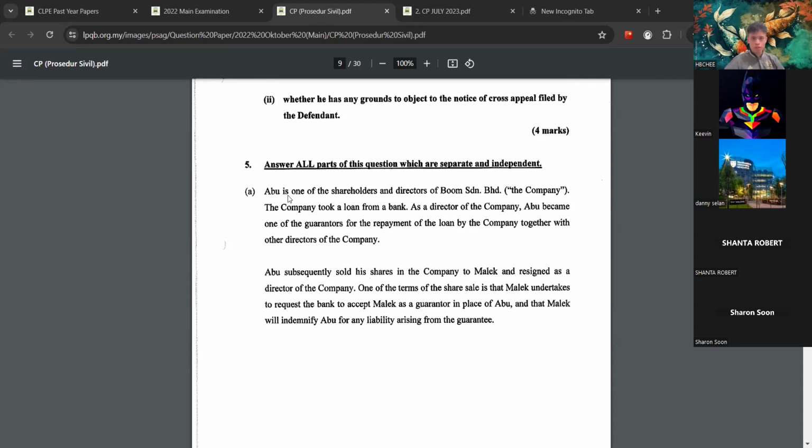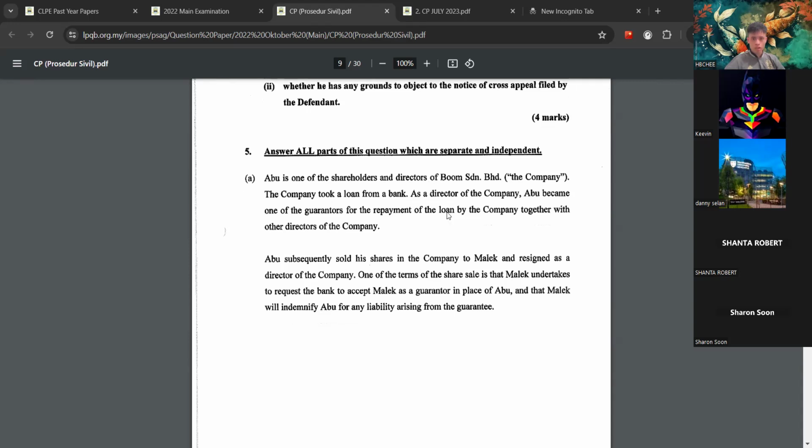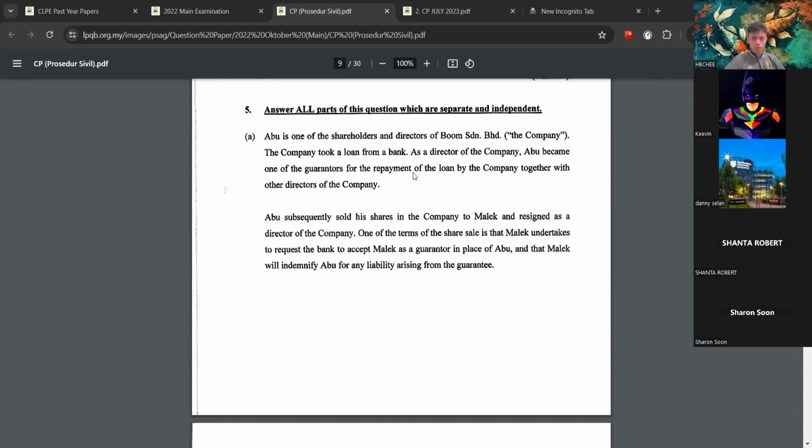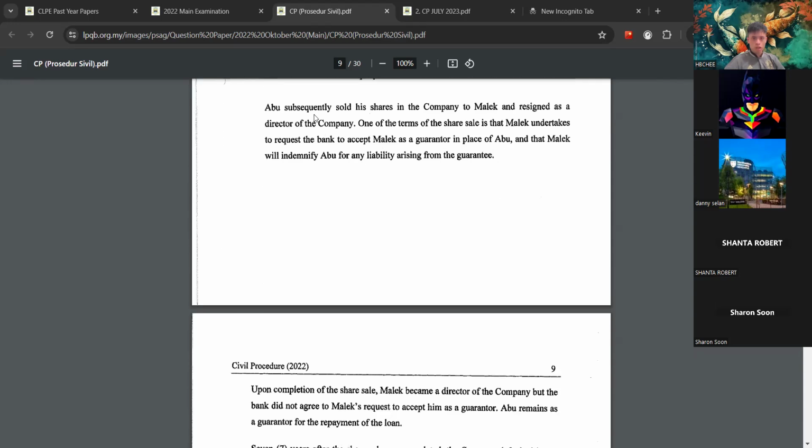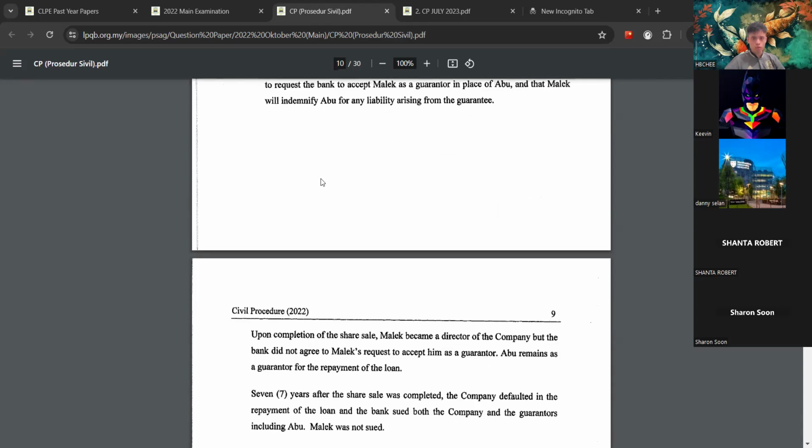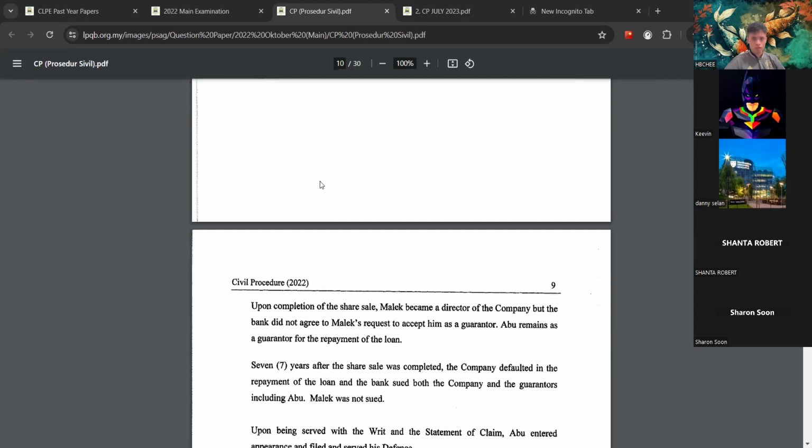Okay, number 5. Abu, one of the shareholders and directors of BOOM company, took a loan from the bank. As director, he became one of the guarantors for the repayment of the loan by the company together with other directors. Abu subsequently sold his shares in the company to Malek and resigned as a director. One of the terms of their share sale is that Malek undertakes to request the bank to accept Malek as a guarantor to replace Abu, and Malek will indemnify Abu for any liability arising from the guarantee.